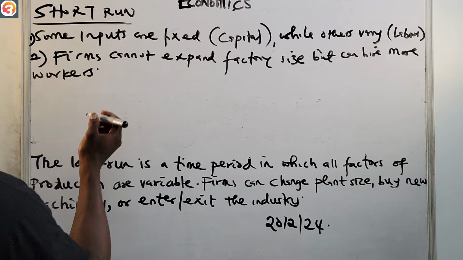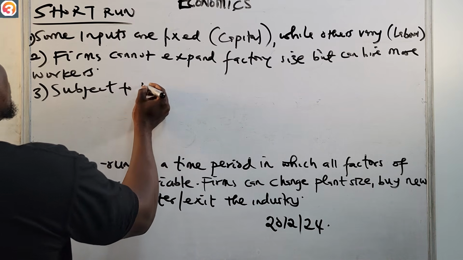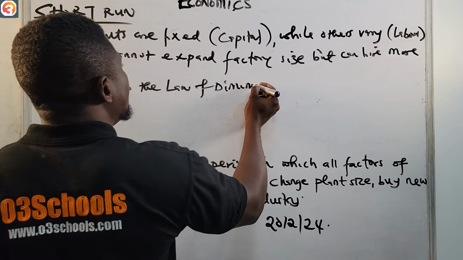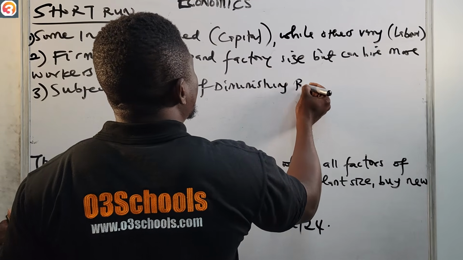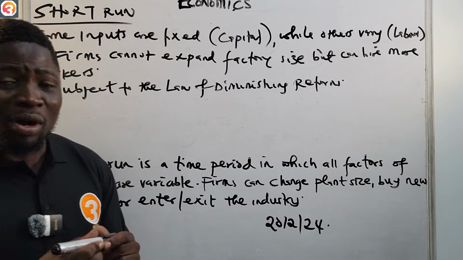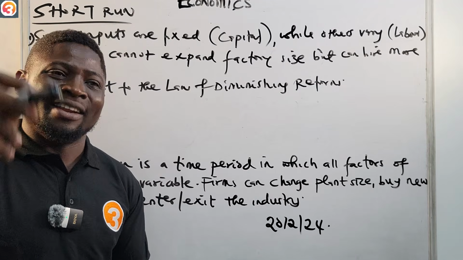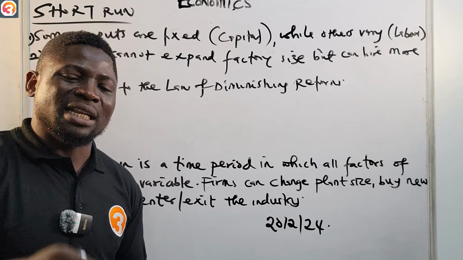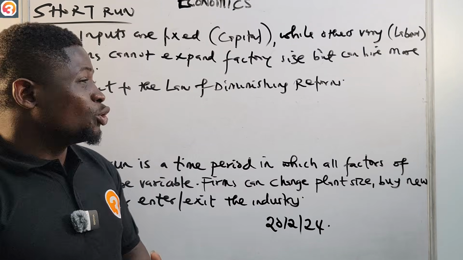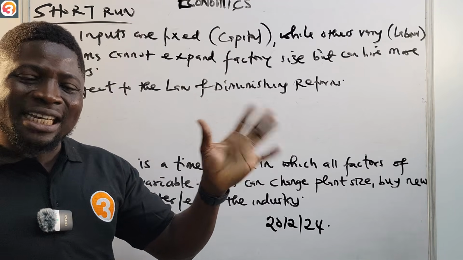Then of course number three: subject to the law of diminishing returns. Even as you're hiring more workers, there's a point that you hire a worker, and that worker will become very, very useless. It will not be added to the production process at all. So it is subject also to the law of diminishing returns. Please take note of that.